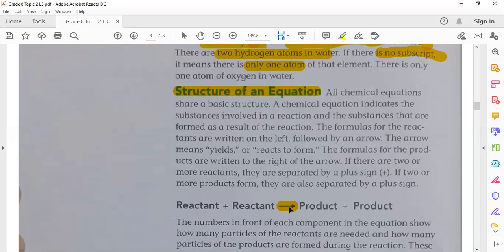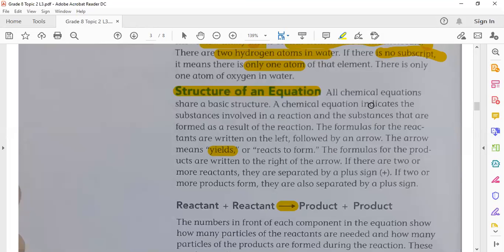The arrow means yields, and the products are written to the right of the arrow. The reactants are written to the left of the arrow, while the products are written to the right of the arrow. Plus means like in math, 1 + 1. All chemical equations have a basic structure. Any type of chemical equation has the same structure or composition.